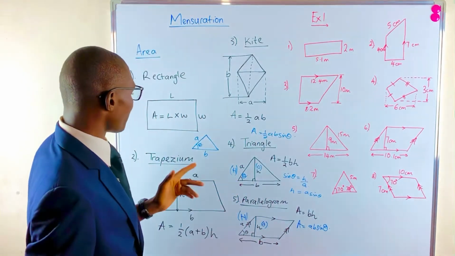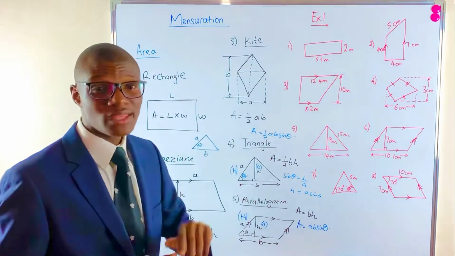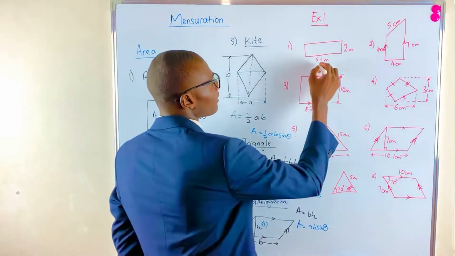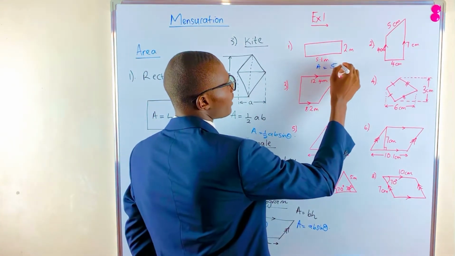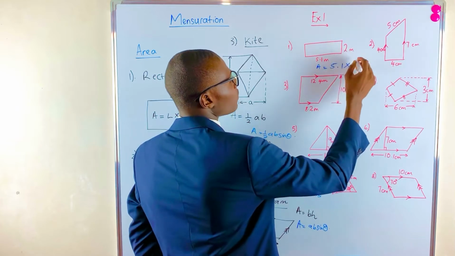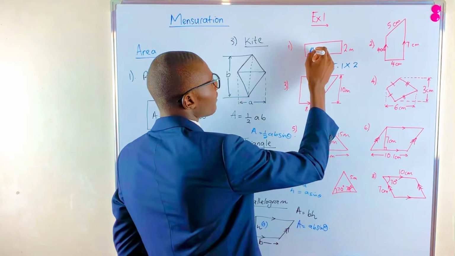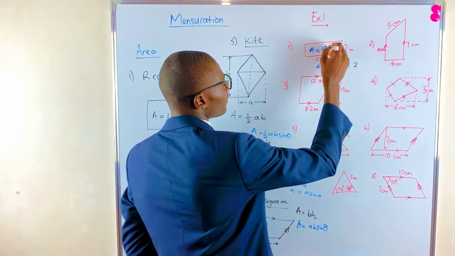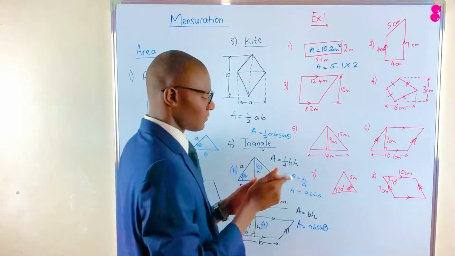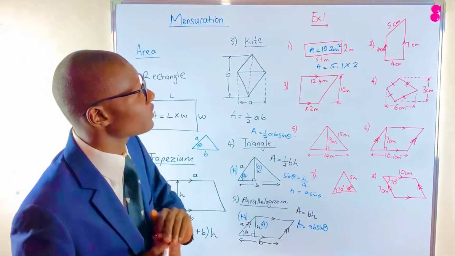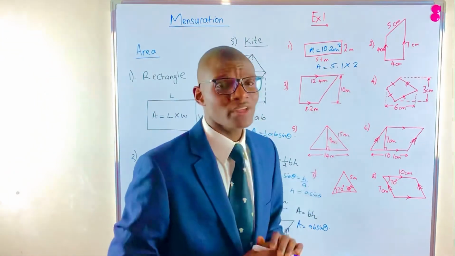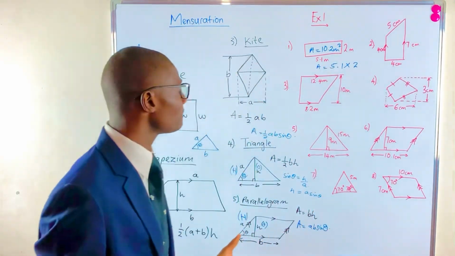is given by length times width. Our length being 5.1, then times the width being 2. So there we simply get the area is 10.2 square meters. That's the area of that rectangle. And then for number 2, that is a trapezium, right?